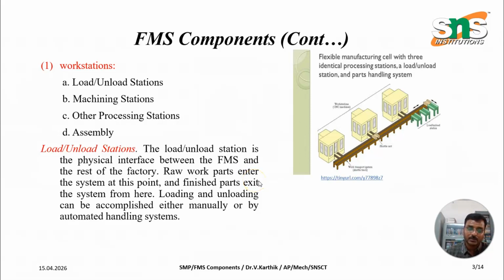Loading and unloading can be accomplished either manually or by the automated handling system. These workstations can be done manually. But nowadays, we implement them with the help of IoT and smart sensors. We automate through robotics or other conveyors or the AGV, auto guided vehicle. So that is the loading and unloading workstations.